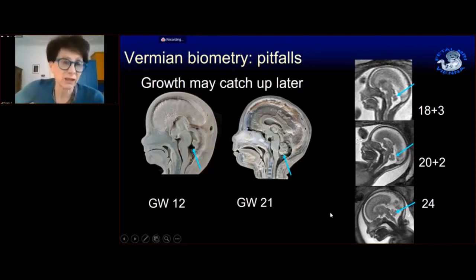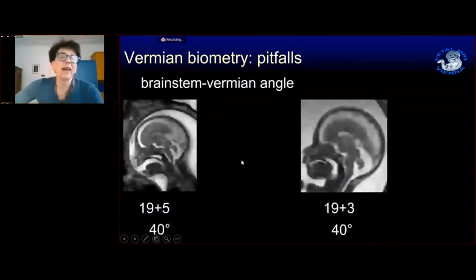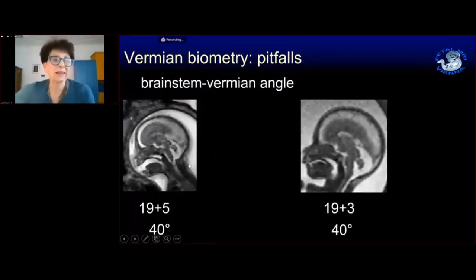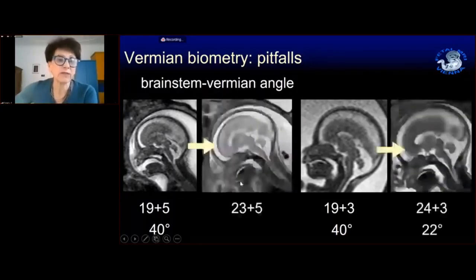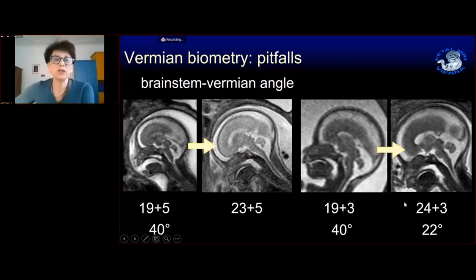And here the already mentioned brainstem vermian angle. Here you have a fetus at gestational week 20. And here you have the same at gestational week 24, and the brainstem vermian angle is much smaller. And on the right side, you have a similar example. So same as Gianluigi already said, if the brainstem vermian angle is about 40 degrees, it rather becomes better than worse during pregnancy.